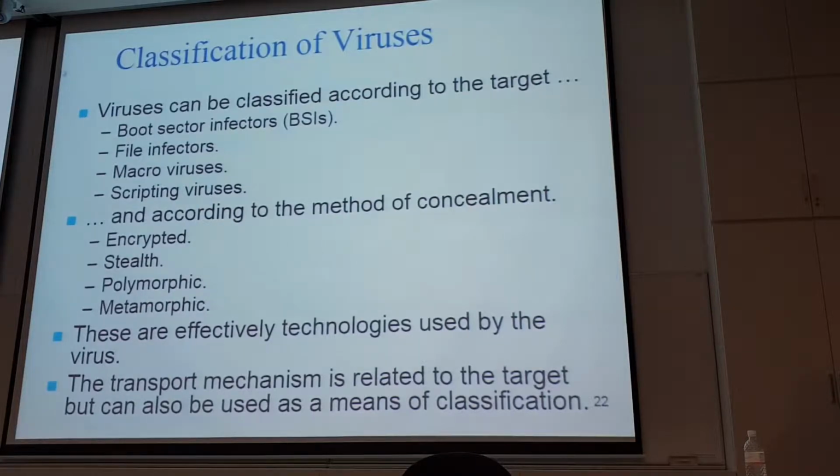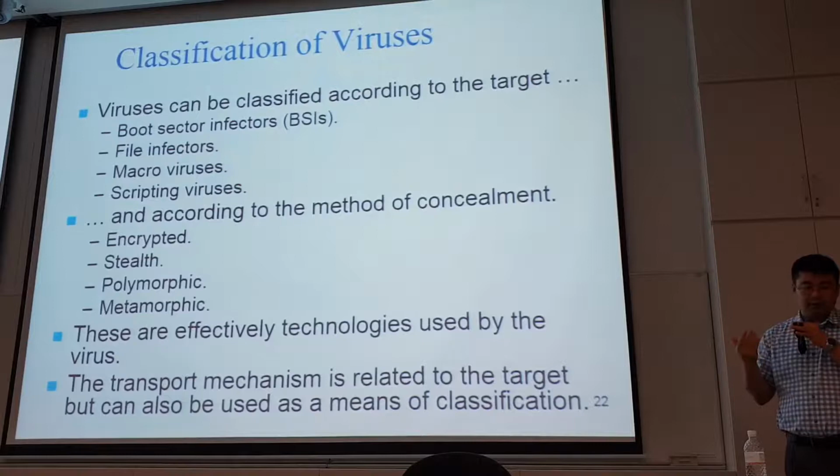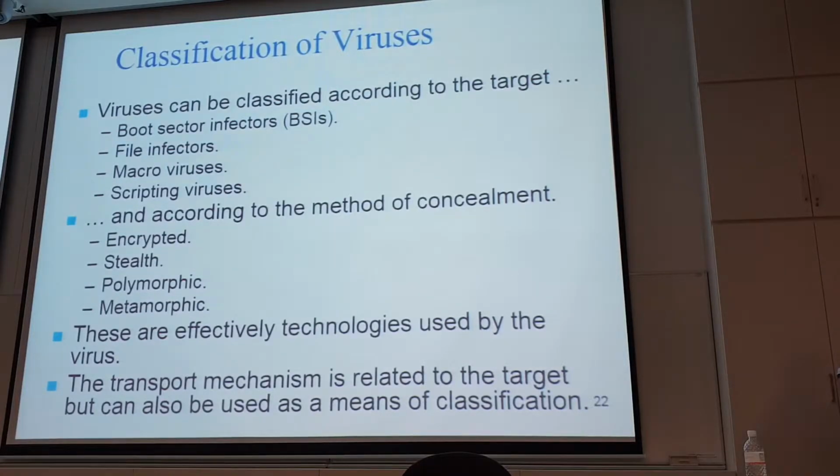So we can also classify viruses according to the method they use to hide themselves, right? Because if the virus basically uses a static form, the virus is easy to detect. Once we know this pattern, for example, we can extract the machine code of the virus and then use it to detect it. So if the file contains this segment of code, that means this is an infected file, right? However, the virus will actually use different ways.